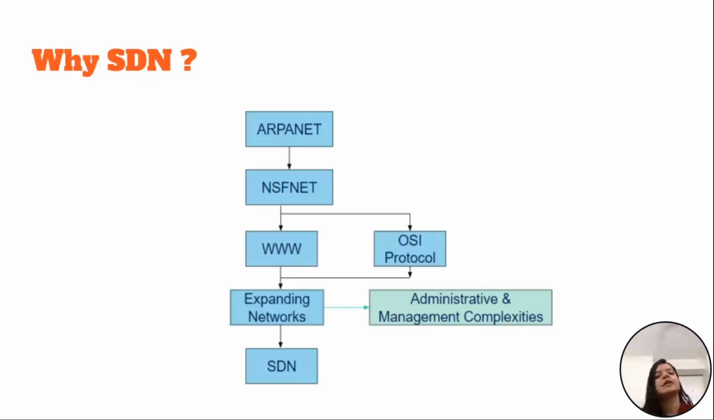So that is why we needed SDN. SDN was basically introduced to conquer, or as a solution to, a lot of challenges that the OSI model had to face as the network started expanding. So that is about why we need SDN.